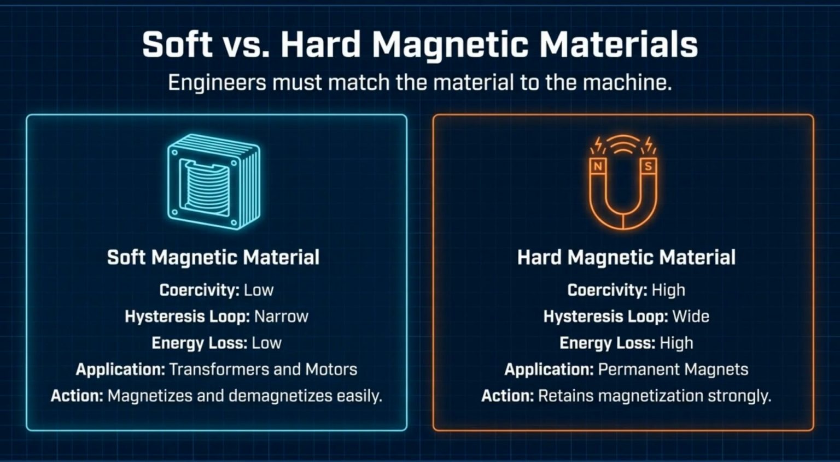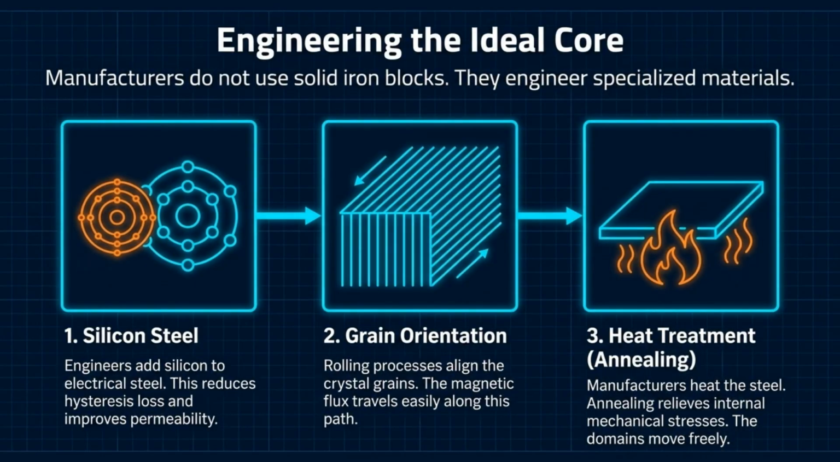Choosing the right material is vital. Soft magnetic materials with narrow hysteresis loops are ideal for transformers, whereas hard materials with wide loops are best for permanent magnets. Engineers build ideal cores using silicon steel to improve permeability, utilizing grain orientation to guide flux, and applying heat treatment or annealing to relieve internal stress.